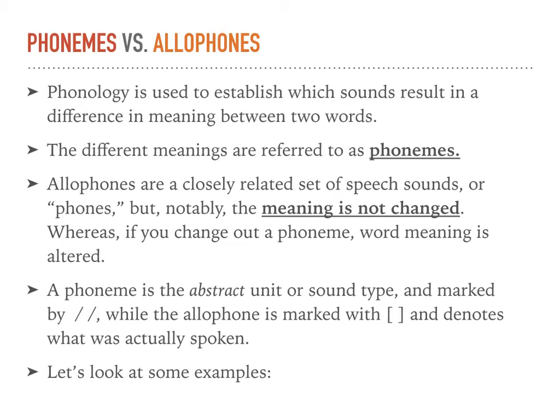The different meanings are referred to as phonemes. Allophones are a closely related set of speech sounds, or phones, but notably the meaning is not changed with each new allophone. Whereas if you change out a phoneme, the actual meaning of the word is altered. A phoneme is the abstract unit or sound type and is marked by slashes, while the allophone is marked with brackets and denotes what was actually spoken and gives clearer detail about the manner in which it was spoken.